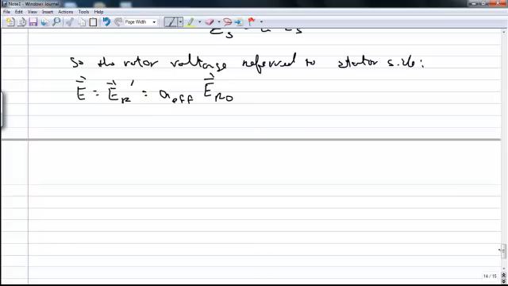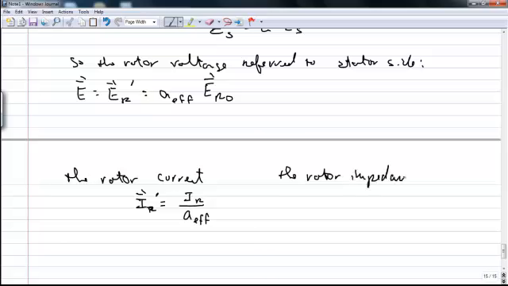The rotor current I_R prime, the referred rotor current, is equal to I_R divided by the effective turns ratio, and the rotor impedance Z_R prime is equal to the effective turns ratio squared times R sub R over S plus jX_R0.